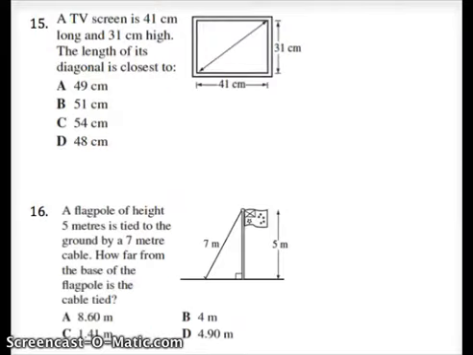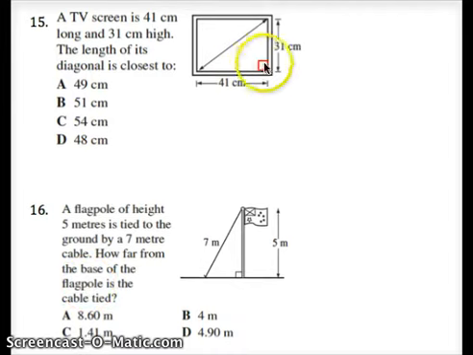Okay, now we're going to use Pythagoras' theorem to look at some worded problems. And this is question 15 in your booklet. Now we're told this is a TV screen and it's 41 centimetres long and 31 centimetres high. And we have to find the length of the diagonal. Now the diagonal goes from one corner here over there to the opposite corner there. So if we look at that, we actually have a right angled triangle, and the right angle is down there, so I'll just draw that in. So the reason we know it's a right angle is because we've got a rectangle here.